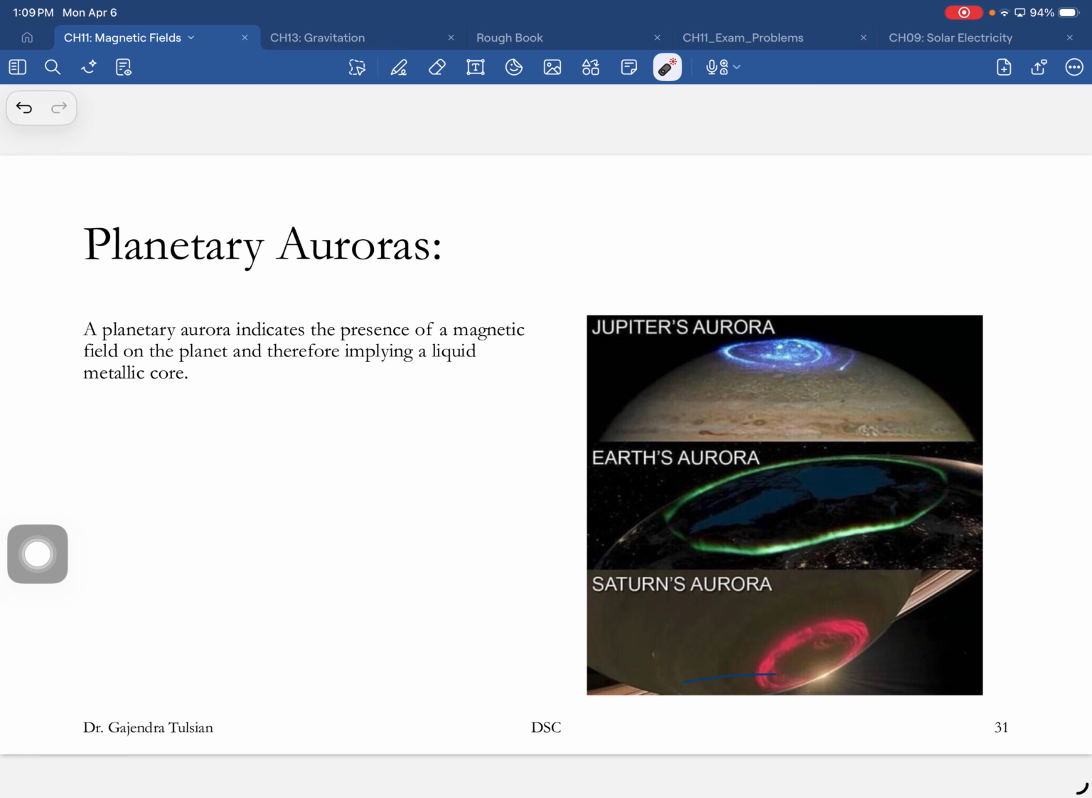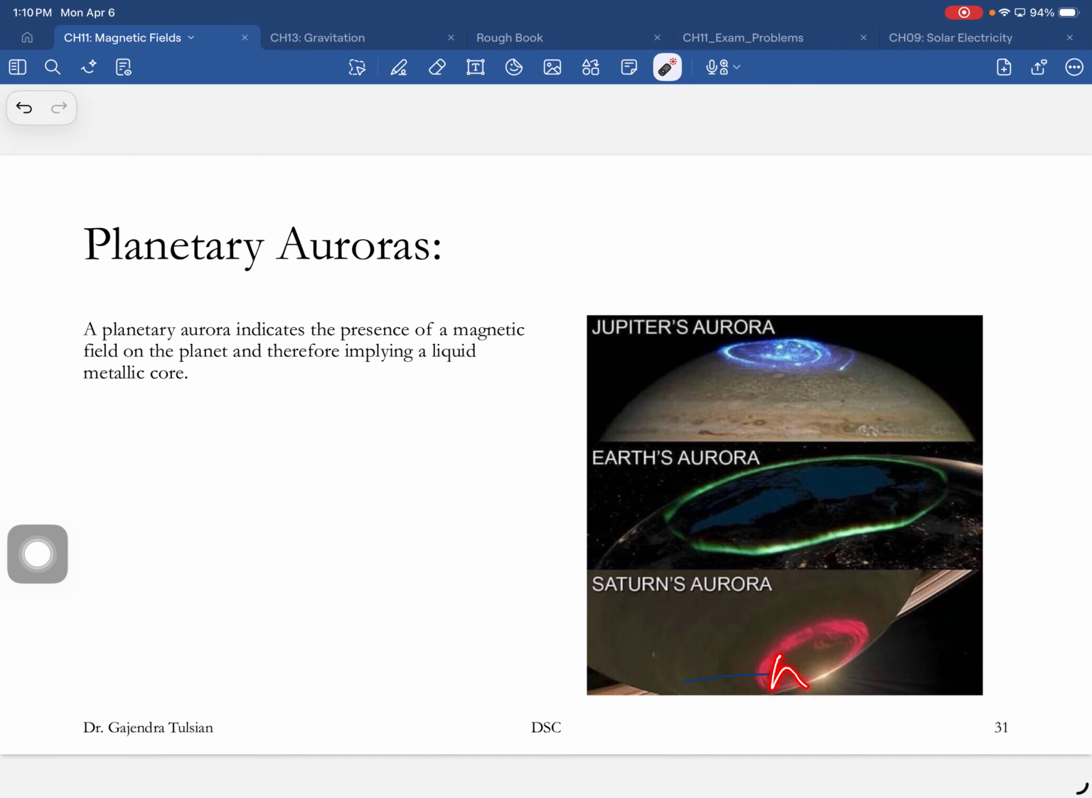Look at this. So Jupiter has auroras. Here's the Earth's auroras taken from the space station. Here's Saturn's auroras. What does it mean when a planet has an aurora? That means it has a magnetic field. That means it has a liquid metal core producing the magnetic field.